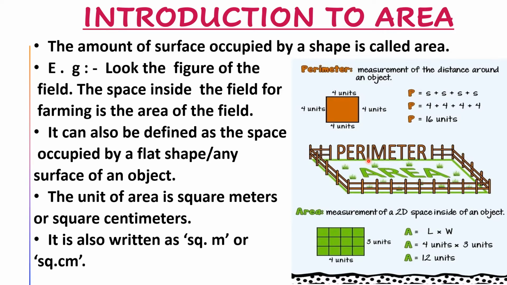Area is measured in square units such as square centimeter, square meter, square feet and square inches. Square meter can also be written as sq.m, or square centimeters can be written as sq.cm. We generally use square meter or square centimeter. We use a unit square to find the area of any 2D shape.